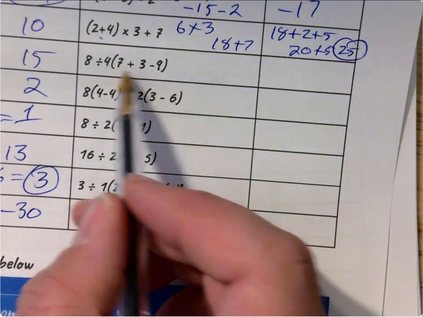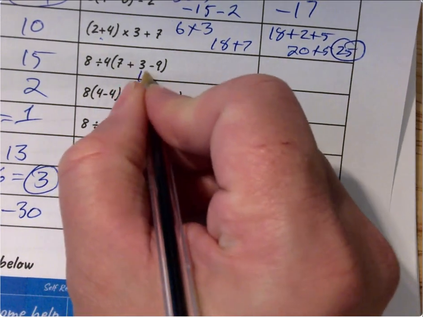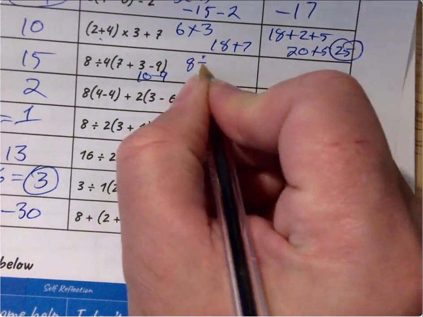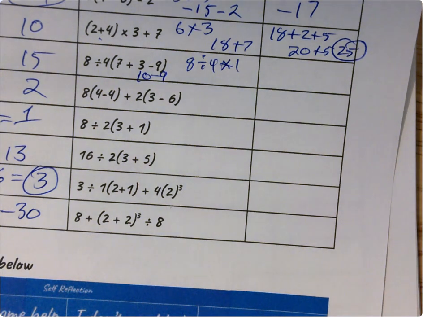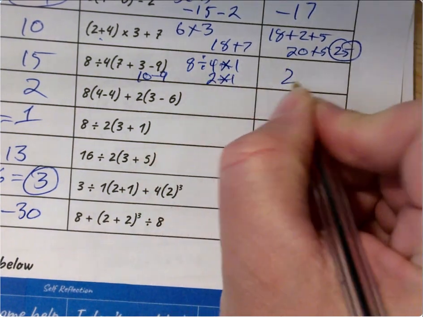Moving on, we've got 7 plus 3, which is 10. 10 minus 9 is 1. Now we have 8 divided by 4 times 1. So with division and multiplication, we always work left to right. So we're going to do 8 divided by 4, which is 2. 2 times 1, which is 2.